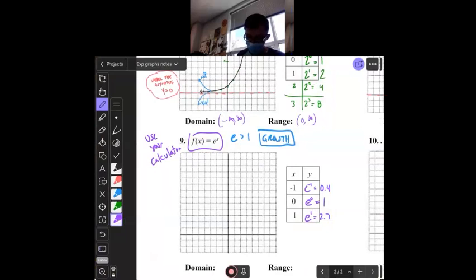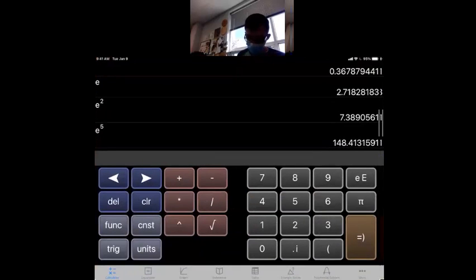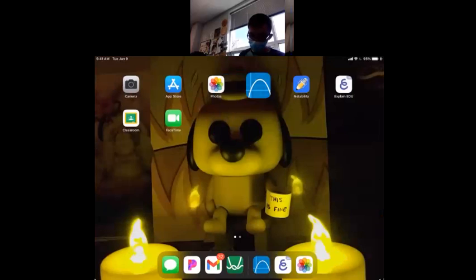Okay, I check what e squared is. I think I already had it up here. 7.4. So I'm gonna go ahead and do that one also, just because I can. E cubed is too big. E cubed is 20 something. So I'm gonna do e squared since I can. Just get one more point on my graph.